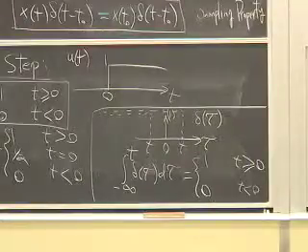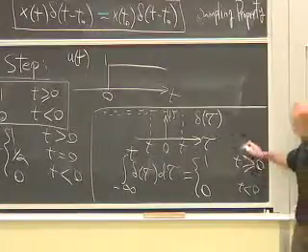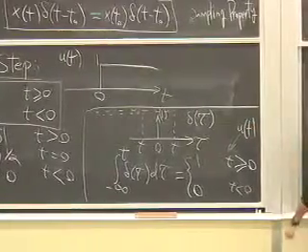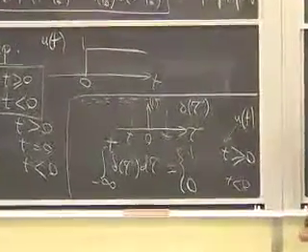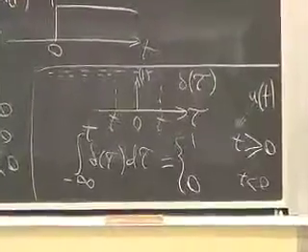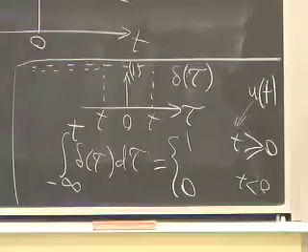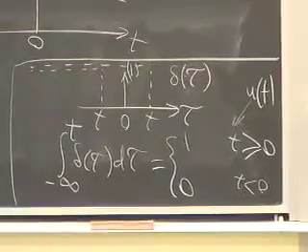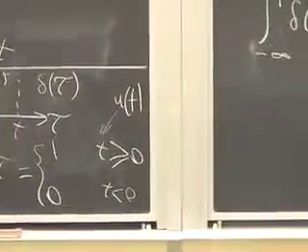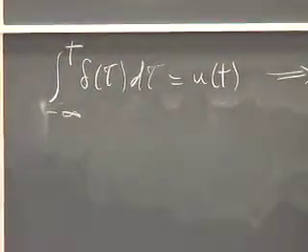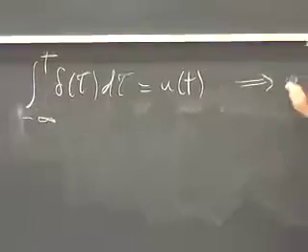So this, of course, is the unit step. So we now established that the integral of the impulse from minus infinity to t is the unit step. What does that say about the impulse in terms of the unit step? Derivative.